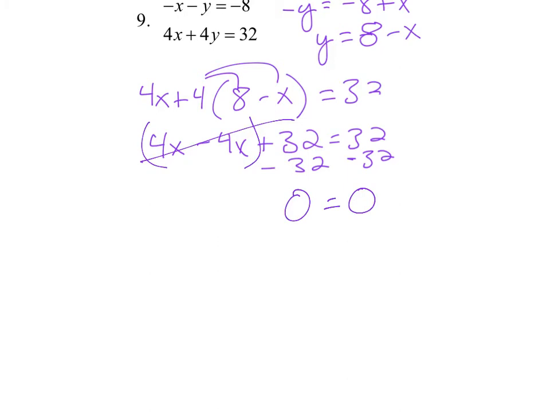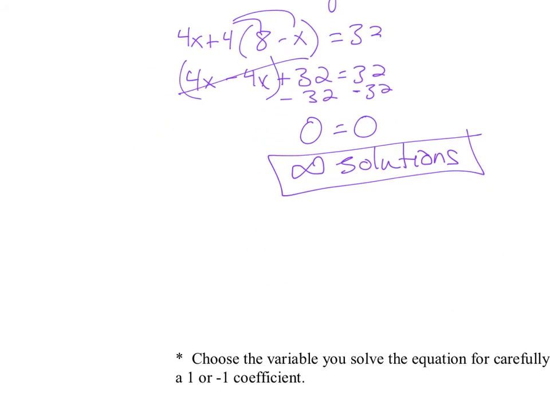Infinite solutions, right? Because 0 is always equal to 0. 32 will always equal 32. So I have infinite solutions. You can write out infinite or you can use the symbol.